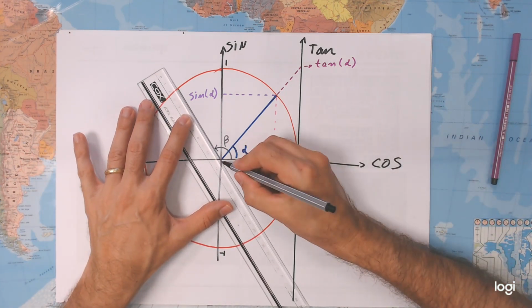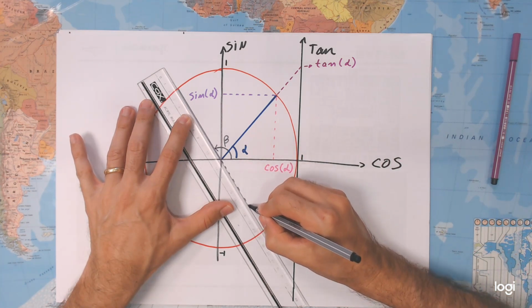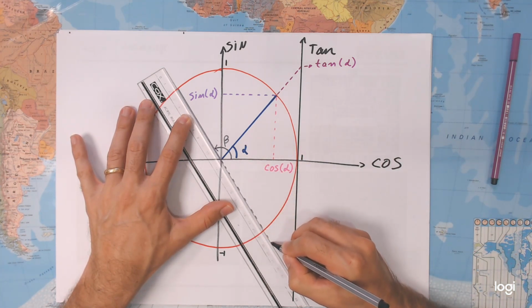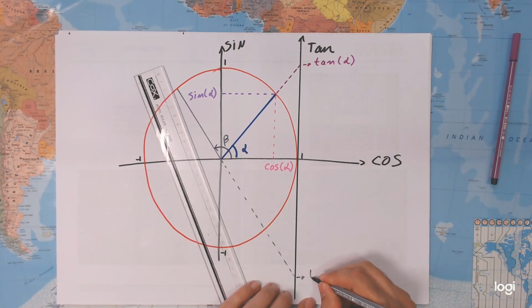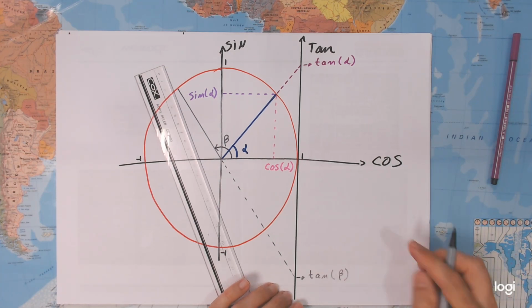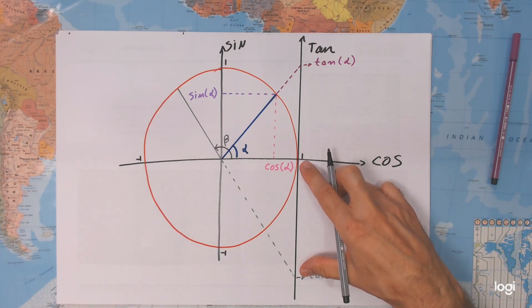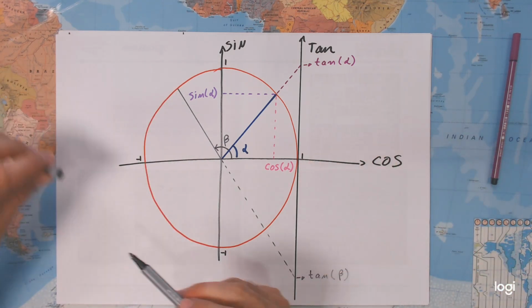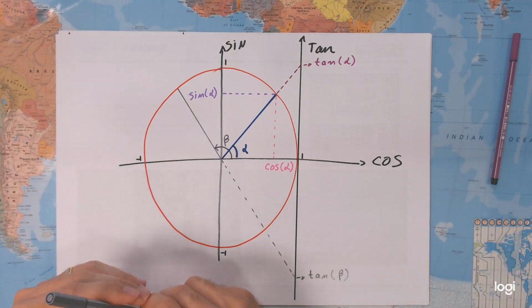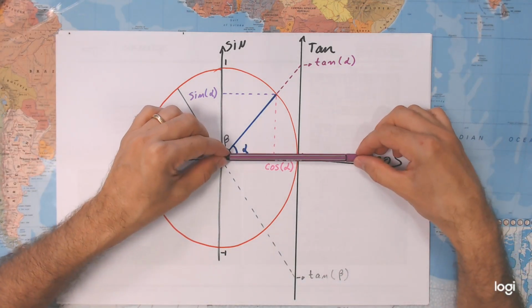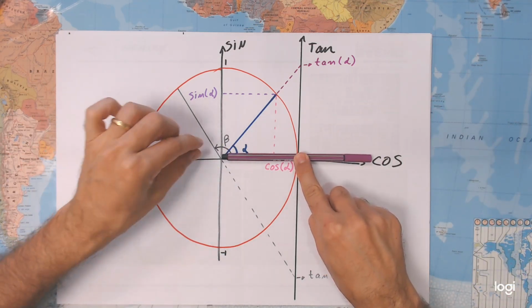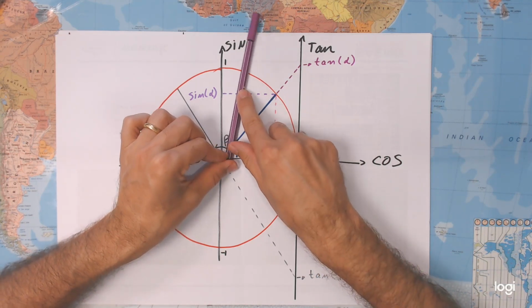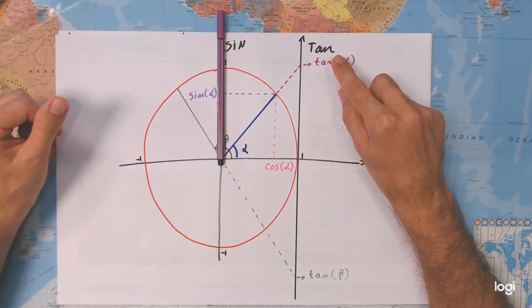We just have to prolong it. In here. This is going to be the tangent of beta, this length in here, okay? And that is what I wanted to discuss. So whenever we go from 0, it goes like crazy, the tangent, okay? From 0 to 90, we have positive tangents, okay?